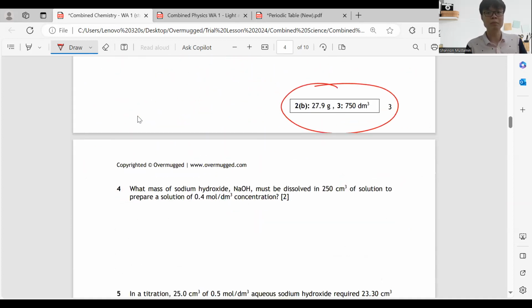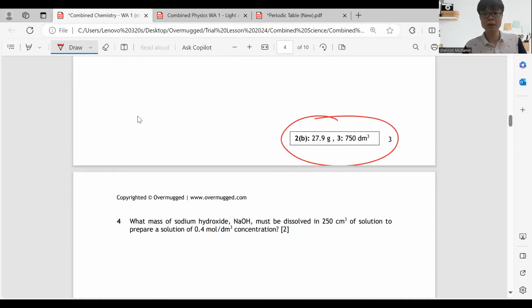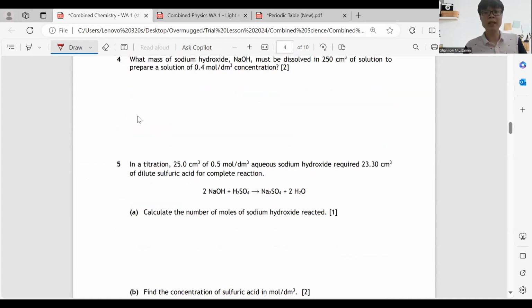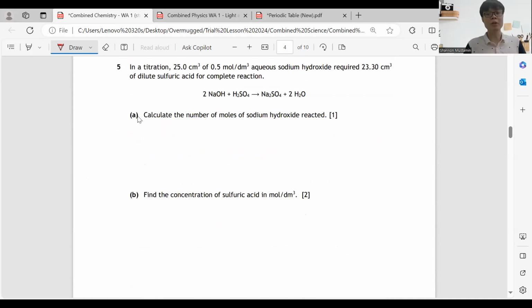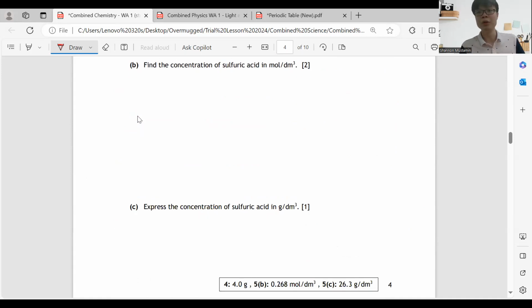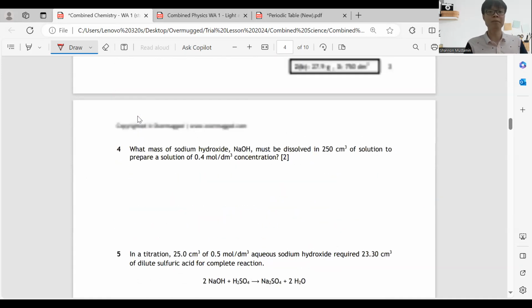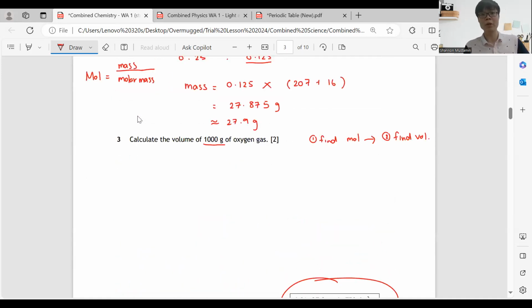Final answers are below. At this point, I'll let you self-explore. Final answers, I think, are provided below. See whether you can get them. Got questions, you can ask. I don't know what to do. Find mole first. Can find mole.